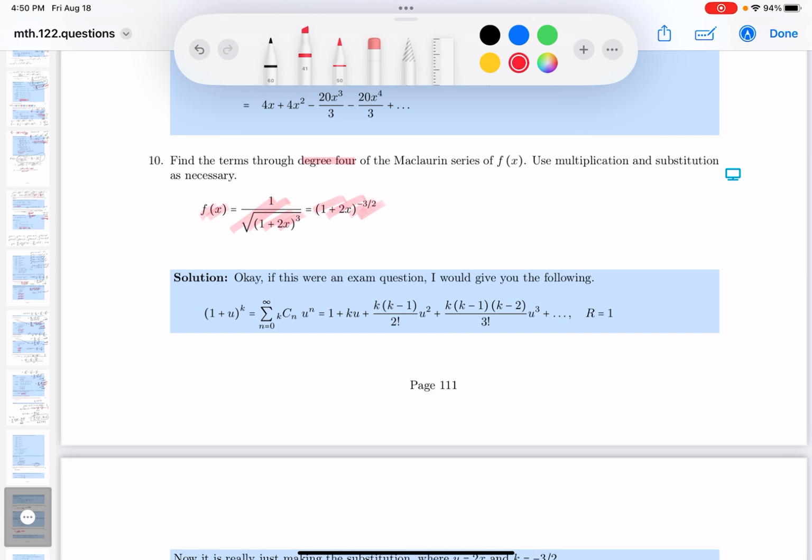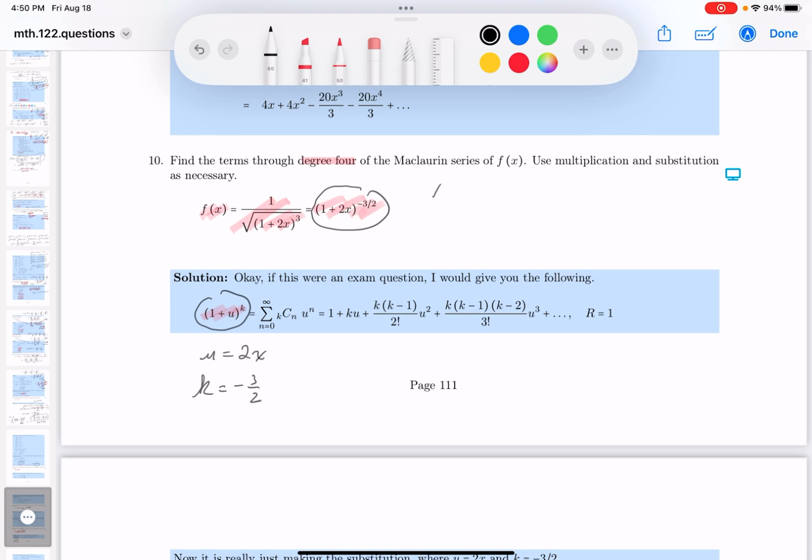You could do this by differentiation as well, but I want to use the formula they've given to me. The formula is right over here. Let's take a look at it and write that down. In this case, the u is going to be 2x, and the k is minus 3 halves.